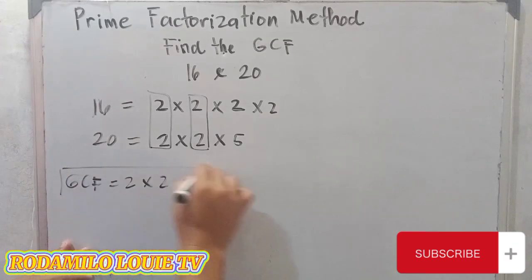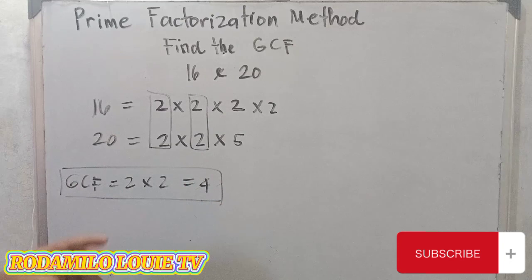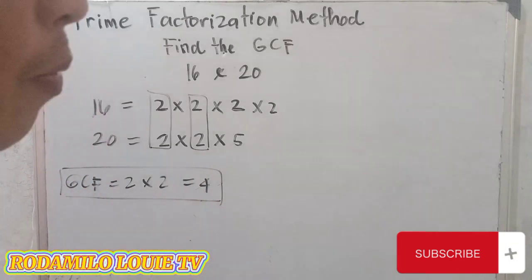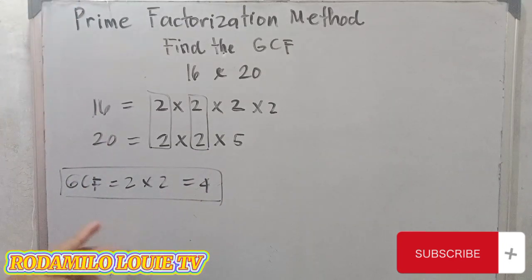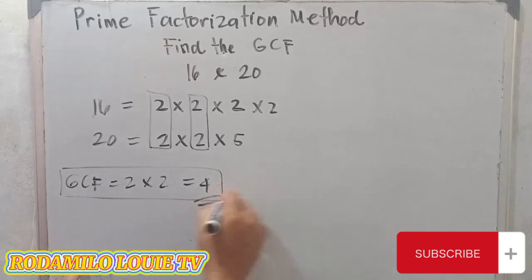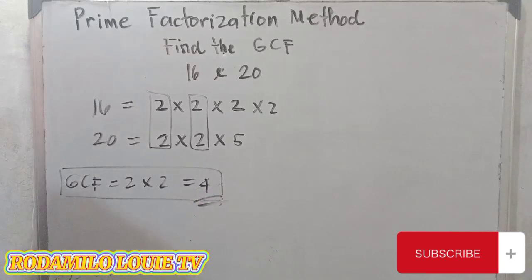So same gihapon ang answer sa listing method ug sa prime factorization, answer nga 4. So ang GCF sa 16 ug 20 is 4. That's our final answer.